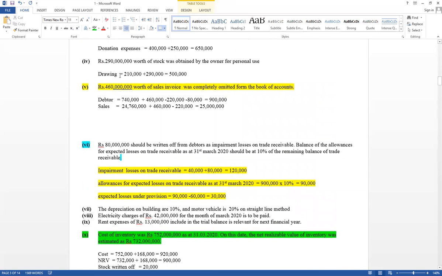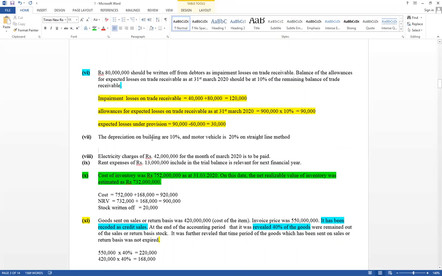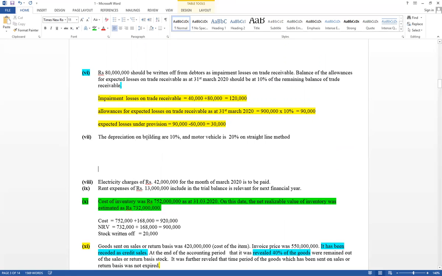Then additional fourth one, okay. Fifth one we have discussed. Sixth one we have discussed. And depreciation. Building depreciation is 10%, motor vehicle 20%. Therefore, you have to calculate depreciation based on cost value, building depreciation as well as motor vehicle depreciation. First one, think about building depreciation. At the same time, you have to calculate building accumulated depreciation also.